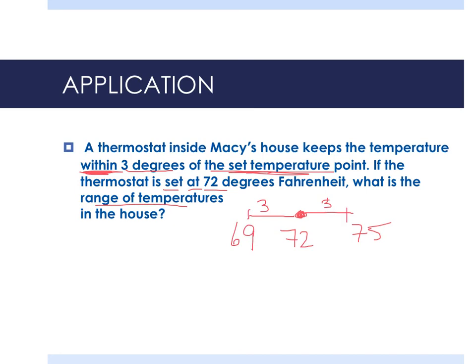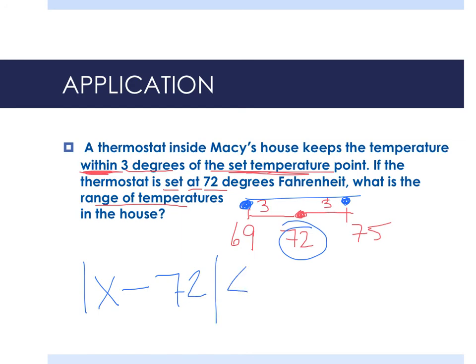Well, now that I know that, I've just created a graph. And I do know that my temperatures include the edges. They include 69 and they include 75. So I put closed circles there. So then writing my absolute value inequality is easy. Absolute value of x minus the middle, the set temperature, the goal temperature, has to be less than or equal to, because that's an "and" type of graph, the distance from the middle to the edges, which is 3.